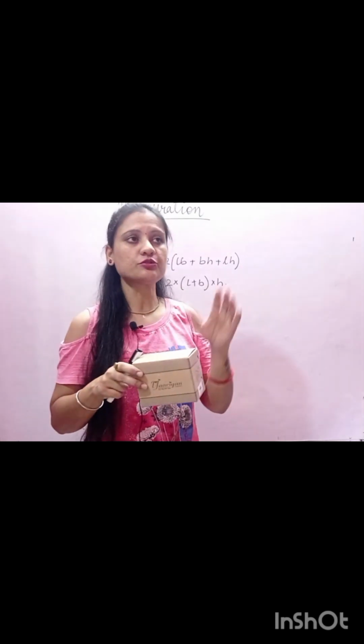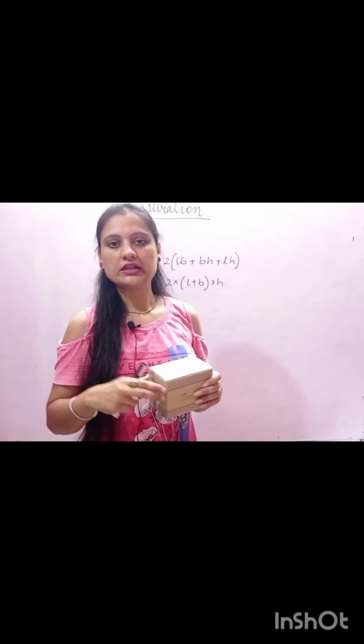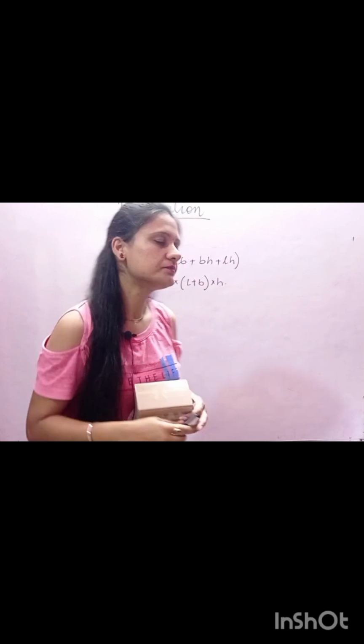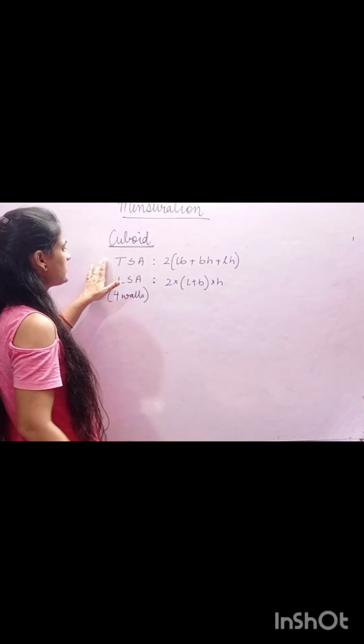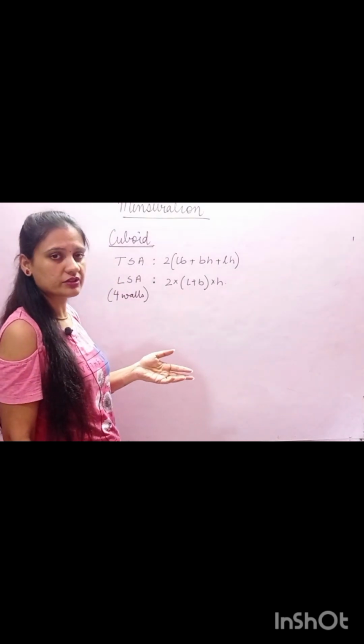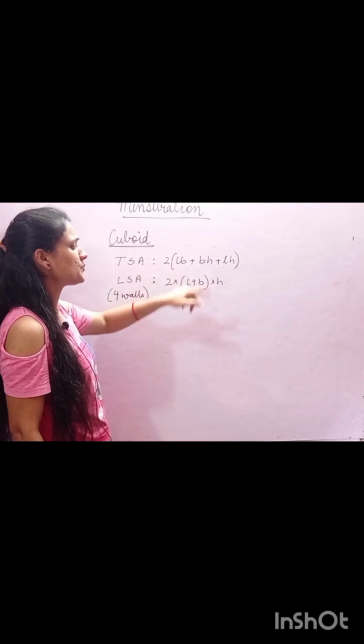So here we'll talk about the area of four walls. If we're talking about a room, in LSA we talk about the area of four walls, leaving the top and the floor, right? Now, the TSA, you must be knowing the formulas, you must have learned. I have shared one short on that. So here TSA, the formula is 2 into (LB plus BH plus HL).